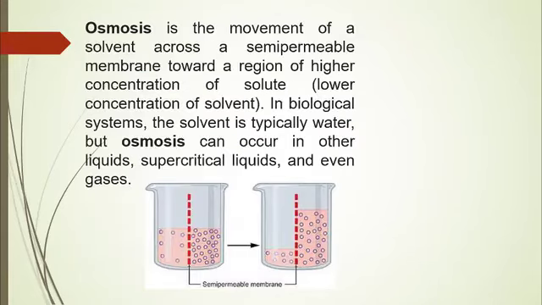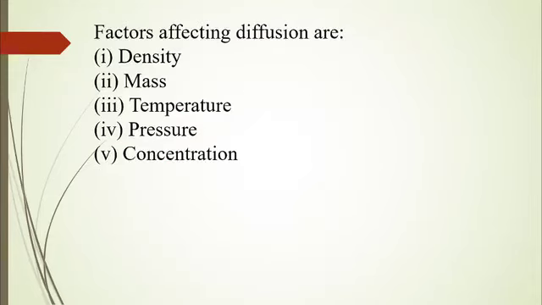On the other hand, osmosis is the opposite of diffusion. The only thing is that osmosis deals mainly with solvents, mainly with liquids. So in biological systems, the solvent we talk about typically is water. But osmosis basically is the movement, this time around, from a higher region of concentration of a solute to a lower concentration of solvent. Osmosis can also occur in what we call supercritical liquids. It can even occur in gases as well. The point is that it takes place through a device we call a semi-permeable membrane.